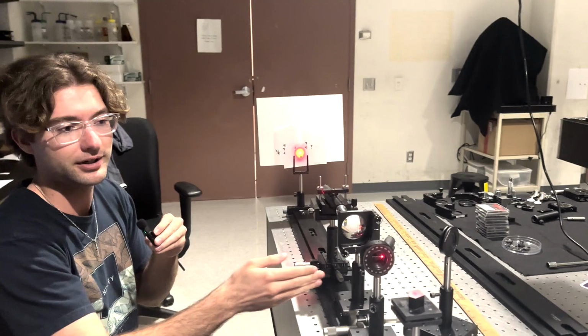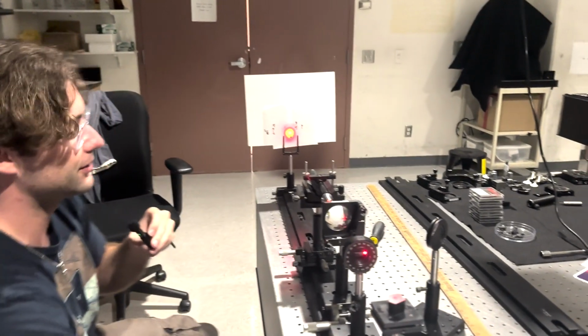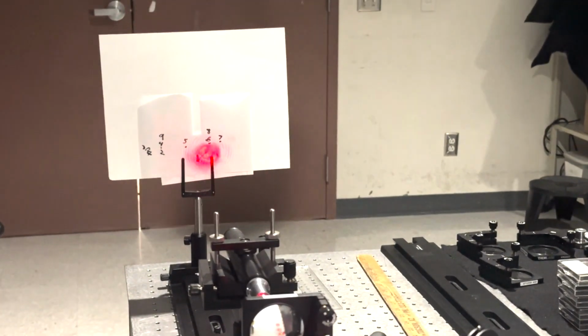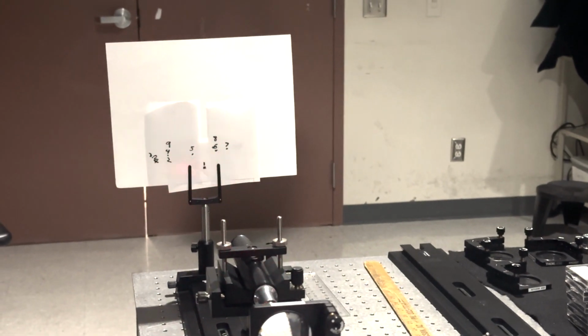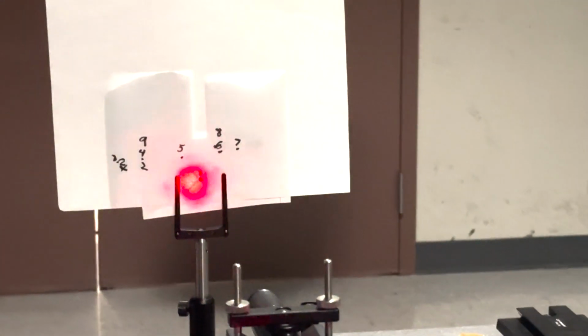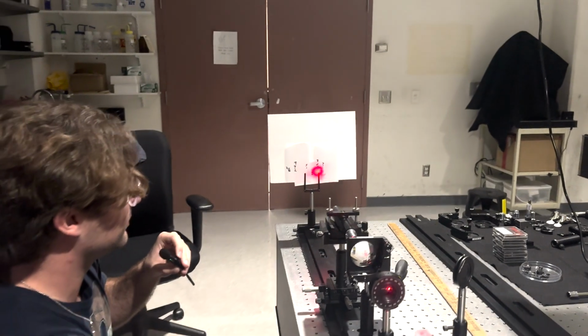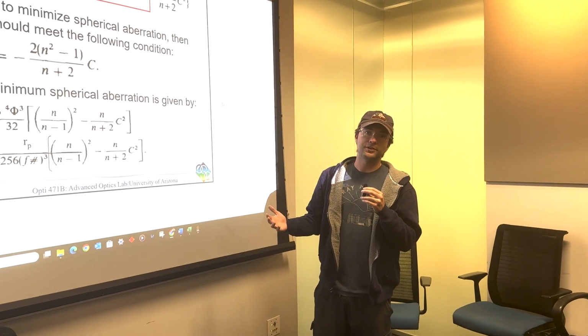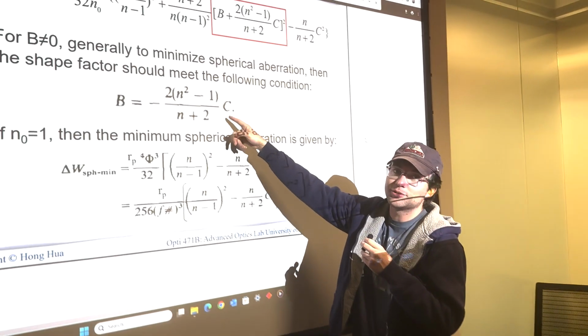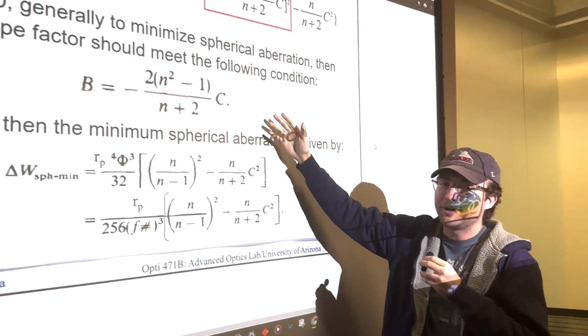Now with the curved side towards the source, so less spherical aberration, you can see it stays within these black bars of our little screen holder here. So much less spherical aberration in this configuration. And now to minimize spherical aberration with shape factor, you got to use this equation, and in our case it turns out to be about 0.7.